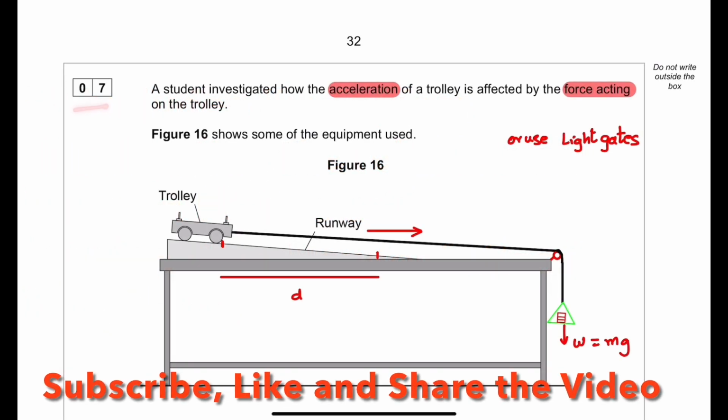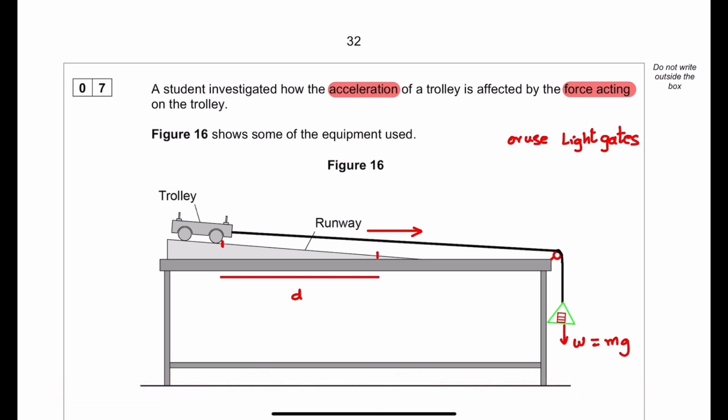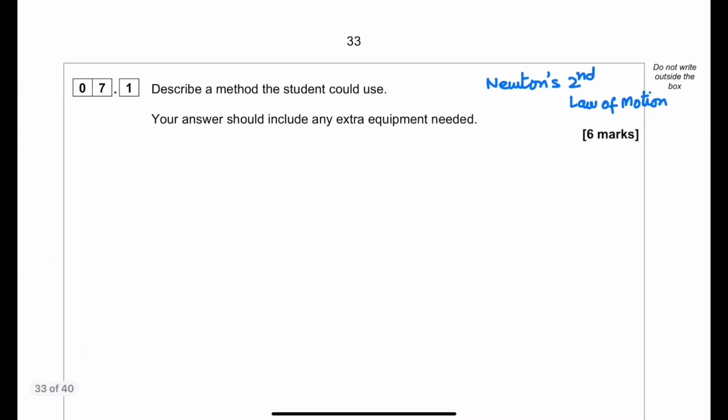Question number 7. A student investigated how the acceleration of a trolley is affected by the force acting on the trolley. Figure number 16 shows some of the equipment used in the investigation. If we look into question 7.1, describe a method the student could use. Your answer should include any extra equipment needed.